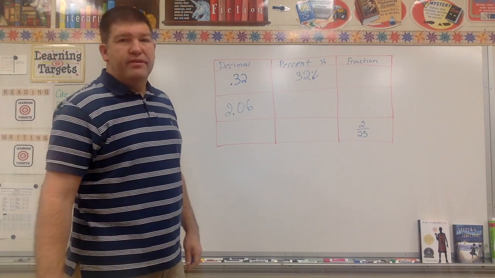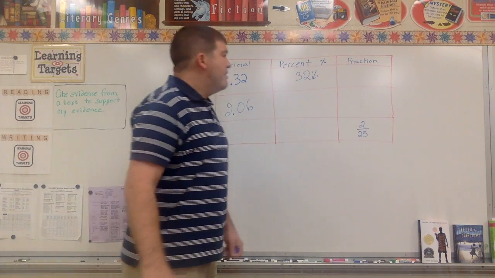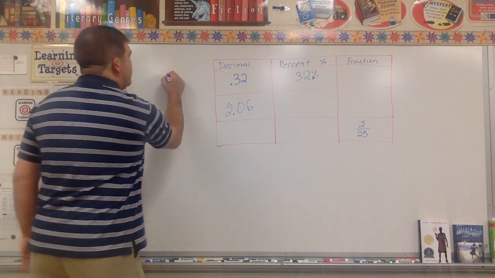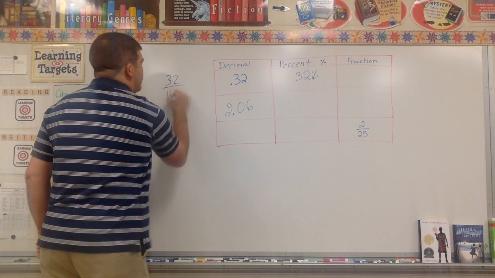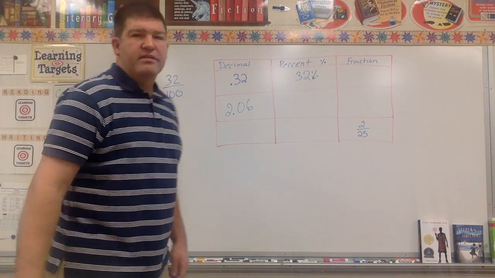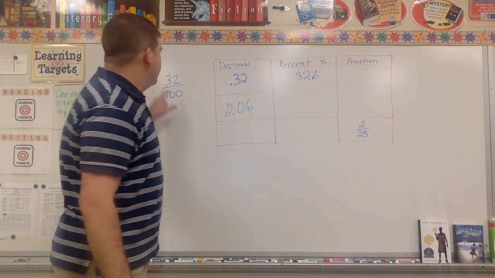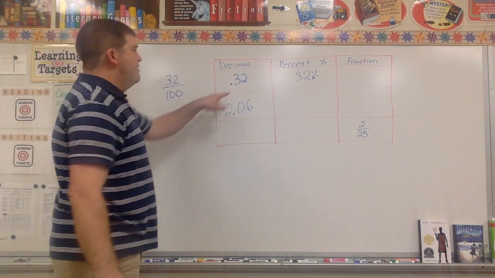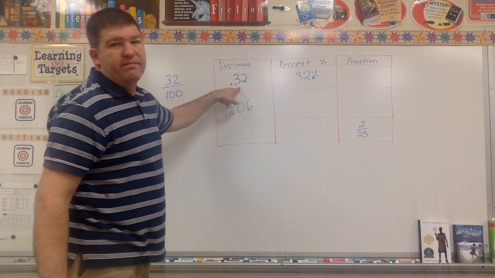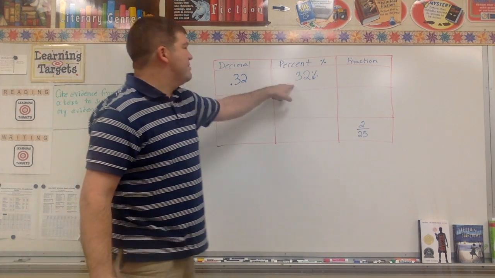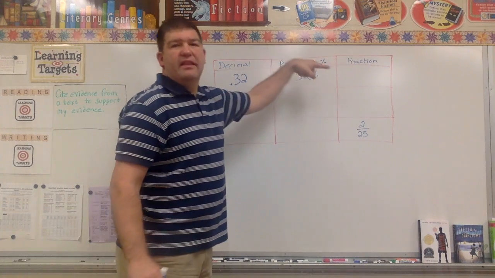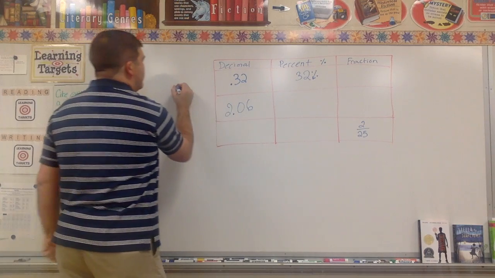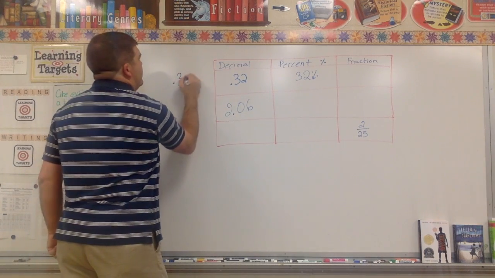to 0.32. Okay. The other way to do it is you put whatever percent you have over 100. So 32 over 100. And then I can divide 32 divided by 100 is going to give me this 0.32. Okay. I always go to the decimal first and then to the fraction.